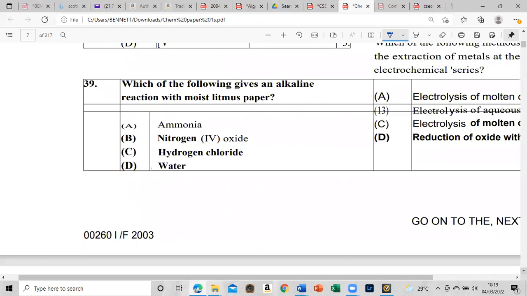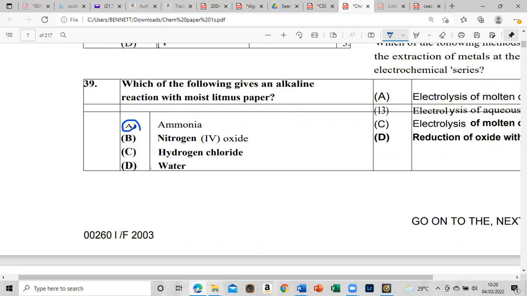39. Which of the following gives an alkaline reaction with moist litmus paper? Is it ammonia, nitrogen oxide, hydrogen chloride, or water? And that is ammonia. So 39.